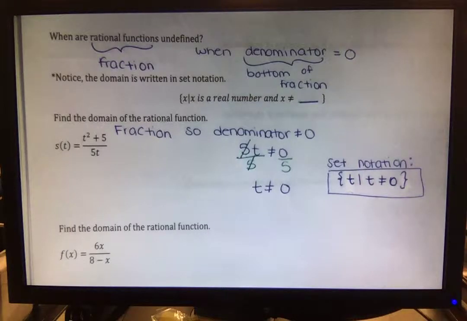All right, questions for me? How can I help you? That's it. Just find the domain. T can be any number. It just can't be 0. Whenever it's 0, the bottom's going to be 0, and that means our fraction's undefined. Ready for another one?